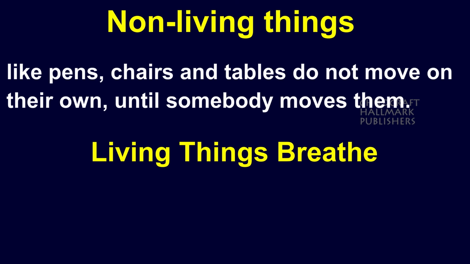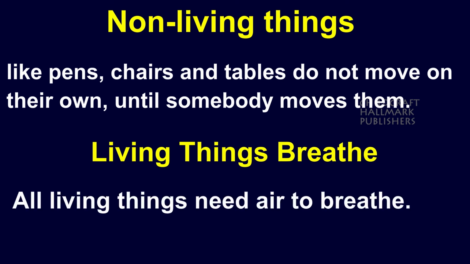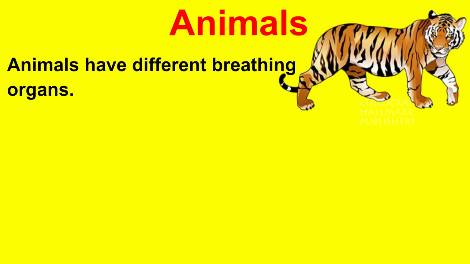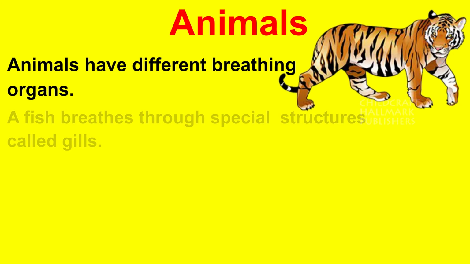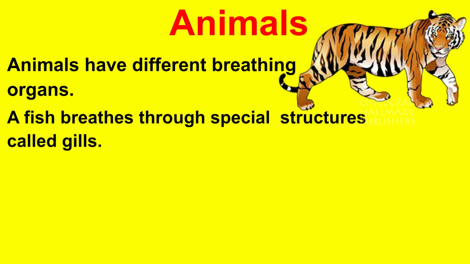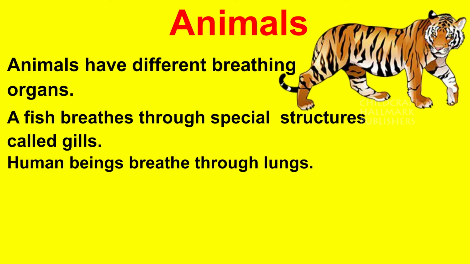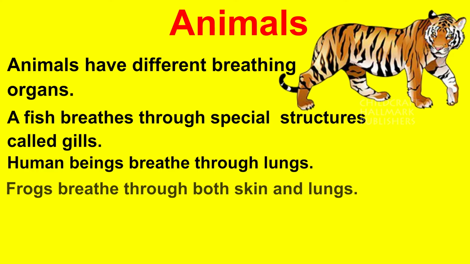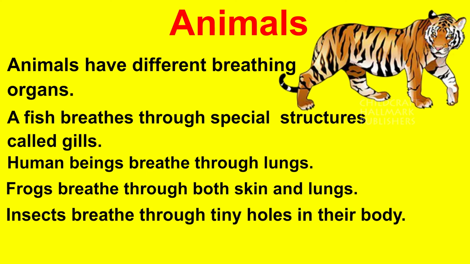Living things breathe. All living things need air to breathe. Animals. Animals have different breathing organs. A fish breathes through special structures called gills. Human beings breathe through lungs. Frogs breathe through both skin and lungs. Insects breathe through tiny holes in their body.